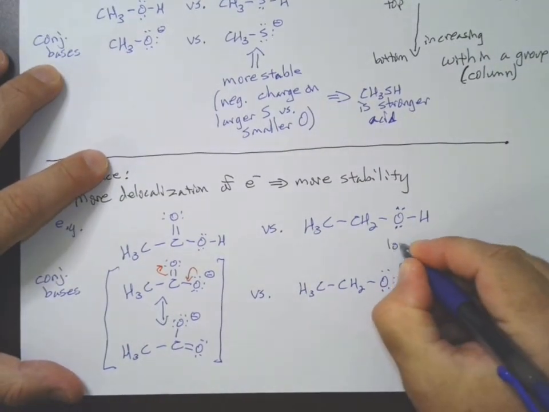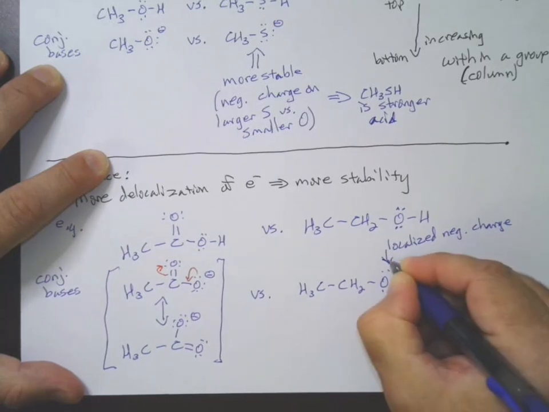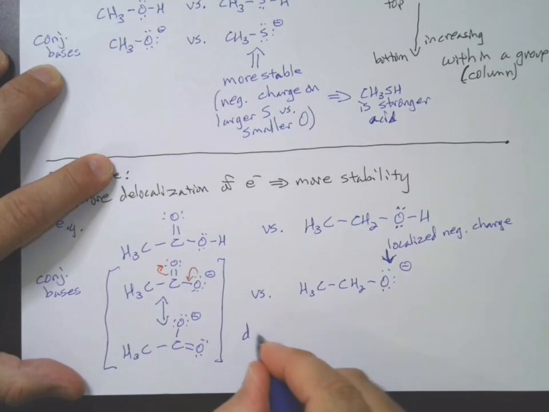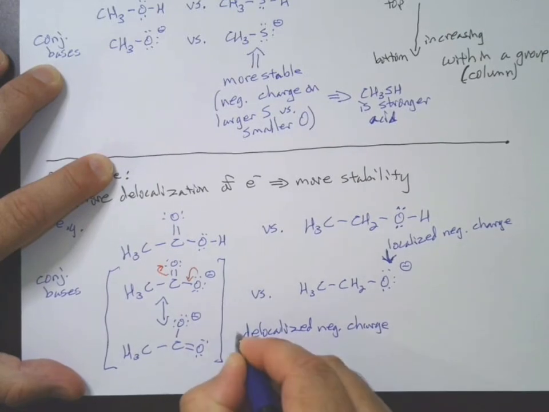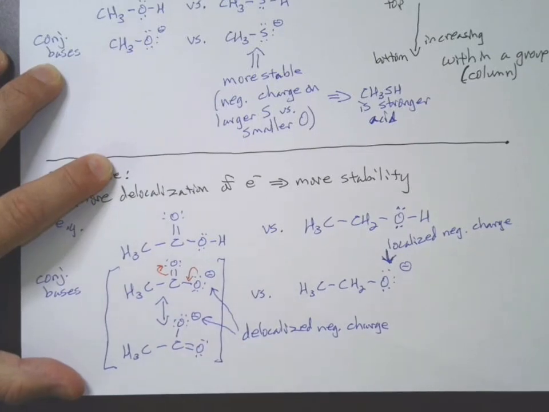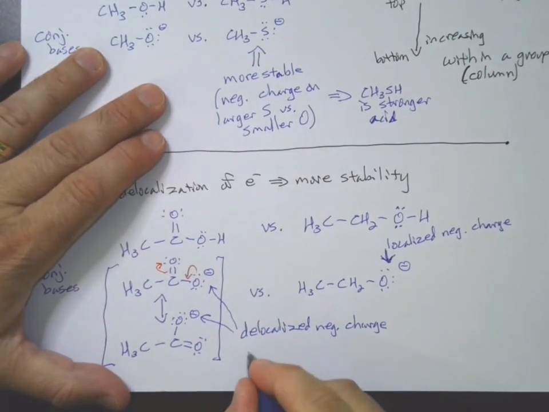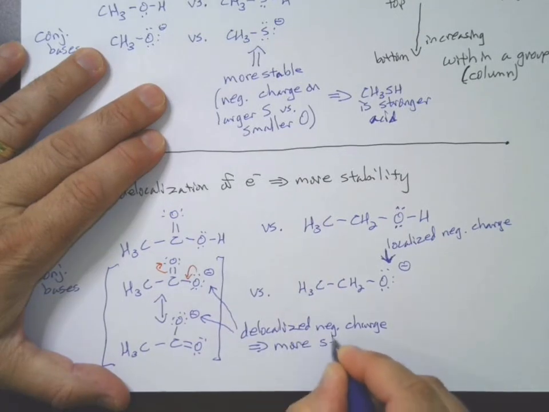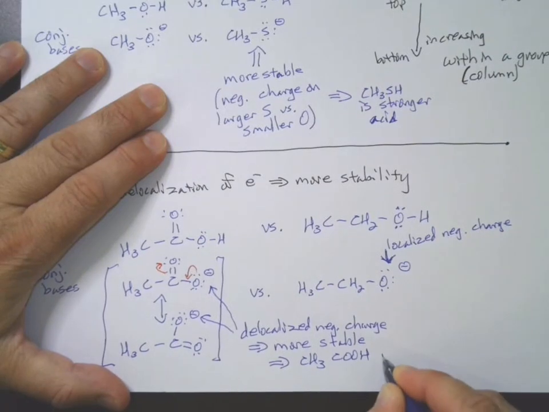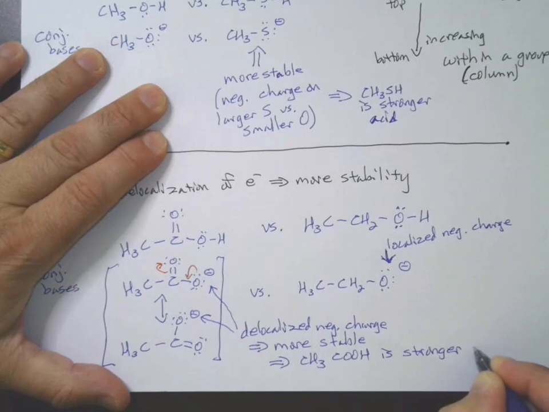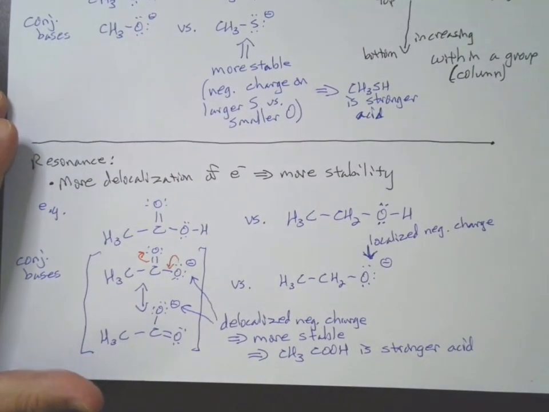All right, so what we have here is a localized negative charge in the case of our ethoxide. But here we have a delocalized negative charge, in that the negative charge is spread out over both of the oxygen atoms. So the delocalized negative charge means that it is more stable, which means our acetic acid, here I've written it as CH3COOH, is the stronger acid.